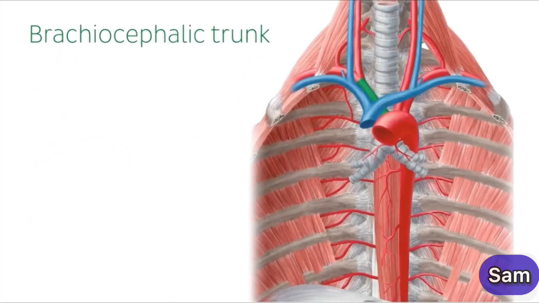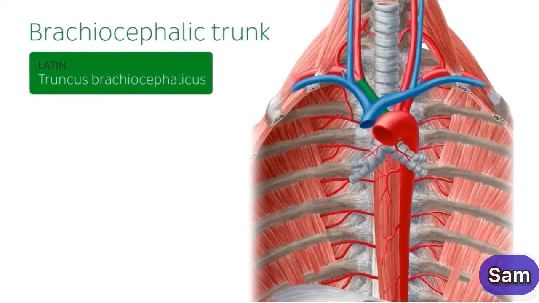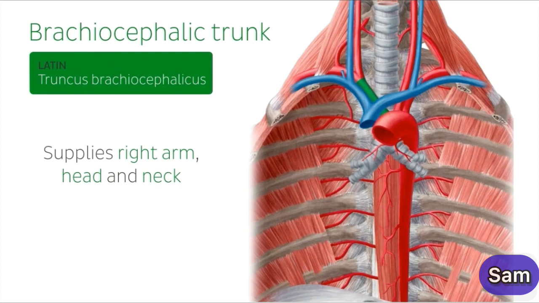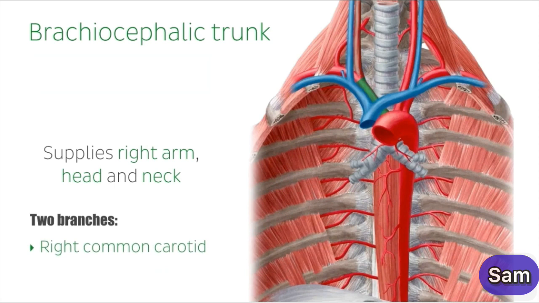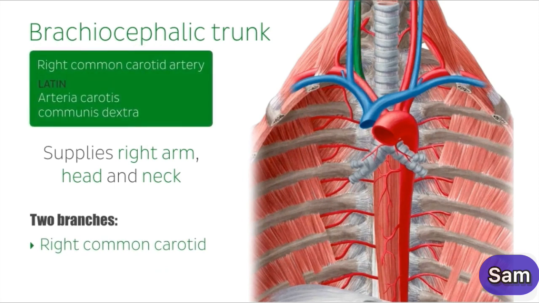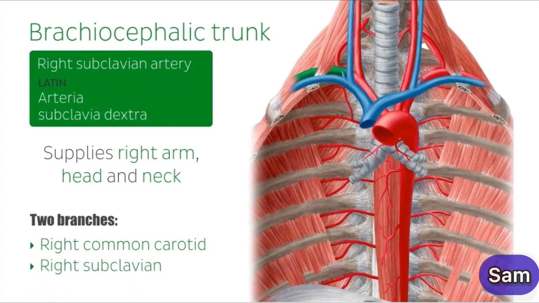Of these, we're going to start with the brachiocephalic trunk, which we can see highlighted in green on our image. And as you can probably guess from its direction moving superiorly and laterally, it's mainly involved in supplying blood to the right arm, head, and neck. And it achieves this through two branches. The right common carotid artery, which courses superiorly within the right carotid sheath to supply the right side of the head and the neck, and the right subclavian artery, which is continuous with the right axillary artery past the lateral border of the right first rib.